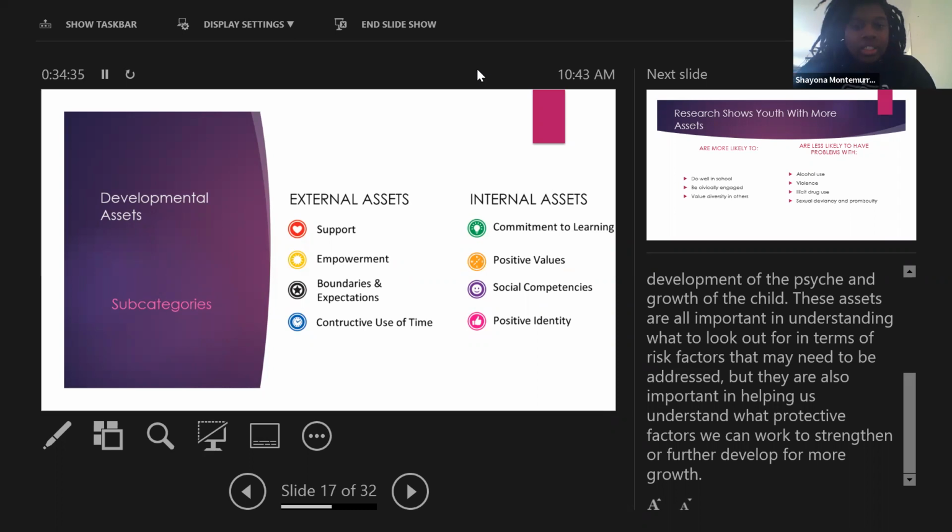Sure. Now, these subcategories are also further broken down into their own subcategories, and that's what makes up the 40 developmental assets. So I provided you at the end of this presentation some resources on how to fully understand the developmental assets, the external and internal, as well as the other assets that are in between these subcategories, so that you have all of that information and an understanding of what exactly developmental assets are in youth positive development.